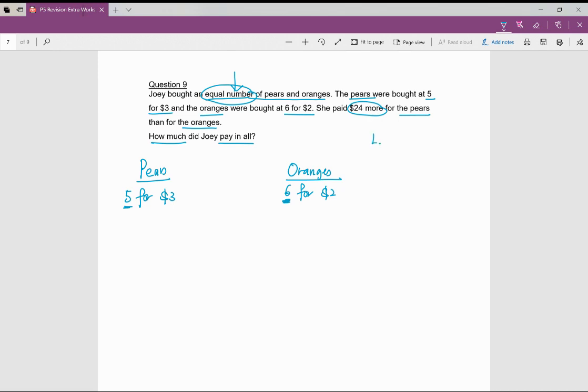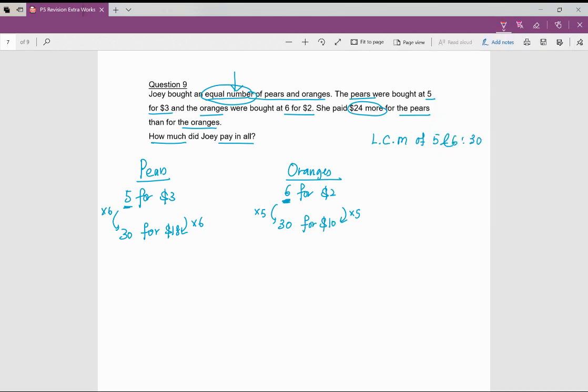So to make them the same, the lowest common multiple of 5 and 6 is 30. So I must get to 30 pears and 30 oranges. I multiply by 6 to get to 30 pears, so there are 30 pears for $18. And then 6 times 5 translates to 30 oranges for $10.